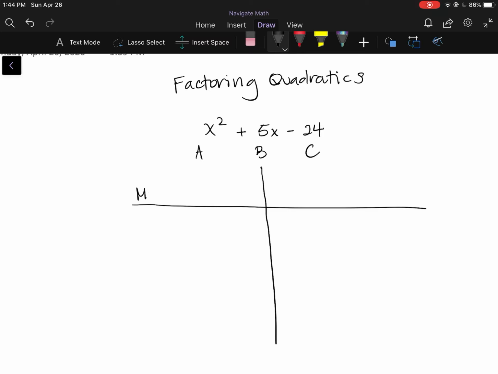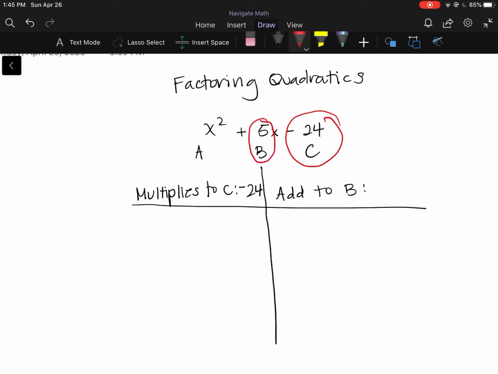So on the left side, this is the multiplies to c term. And in this case, the c term is negative 24, right? And we have to include that negative because that is the sign that's in front of the number. The right side, we're going to sum the factors. We're going to add the factors to the b term. And in this case, the b term is positive 5, right? Because there's a plus sign in front of the 5.